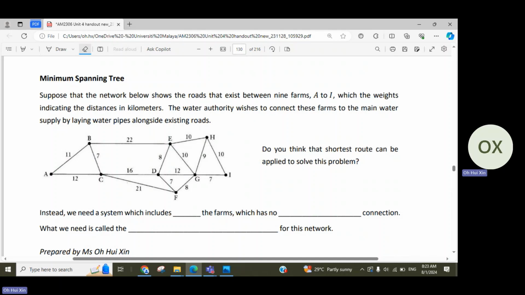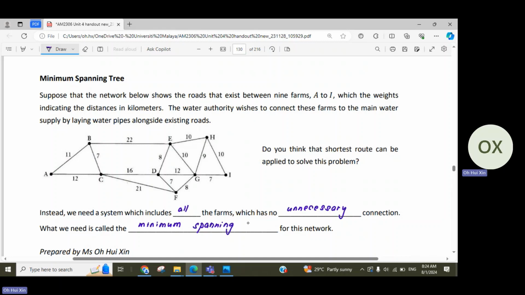We are talking about finding a way to connect each of the vertices all together via the shortest distance. So in this case, we need a system that includes all the farms, which has no unnecessary connection. That means the roads that need a longer distance, we are able to eliminate, for example. So what we need here is basically called a minimum spanning tree.